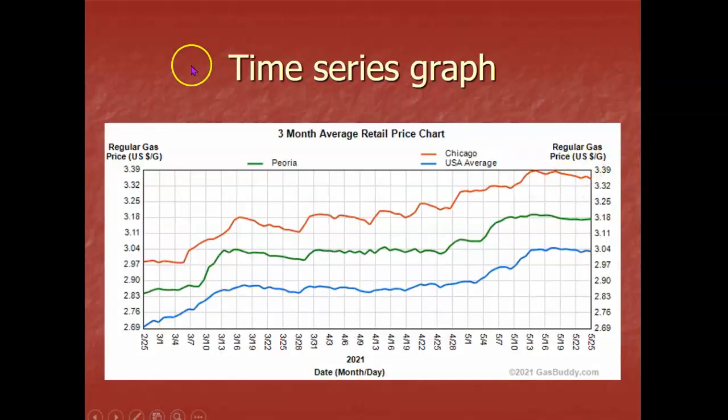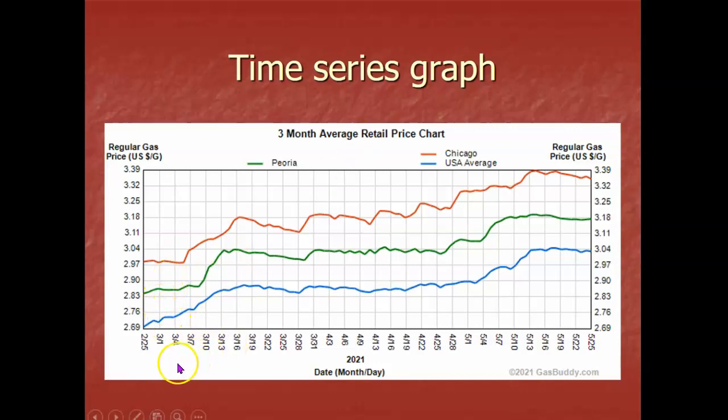Now here's another example of a time series graph, and this compares three different things. The blue line is the average price of a gallon of gas for the whole USA. And then the red line on top is the average price in Chicago. And the green line is the price in Peoria, which was the closest thing I could find to Lincoln, Illinois, where Lincoln College is and where I'm recording this from.